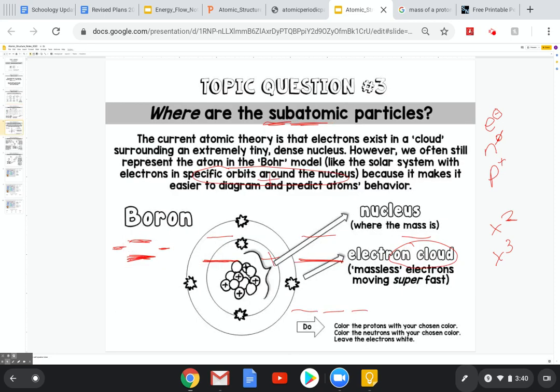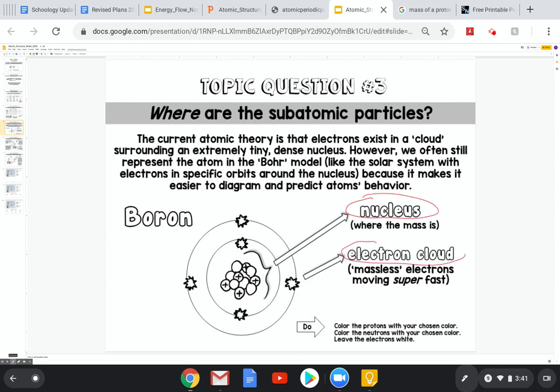All right, so moving on. Where are the subatomic particles? Where can we find them? Well, there's going to be two parts of our atom. There's going to be our nucleus, and then there's going to be our electron cloud.